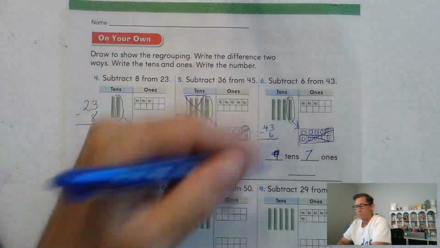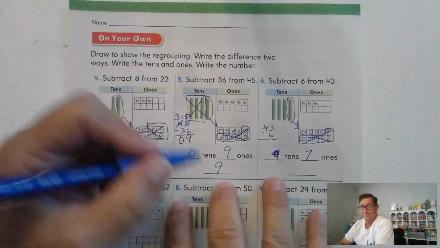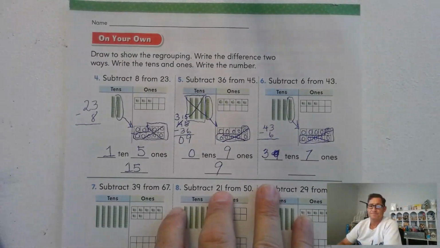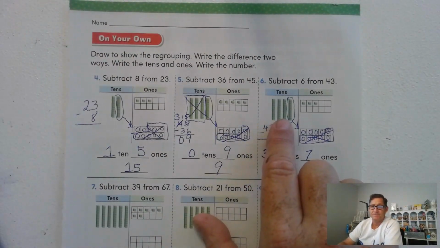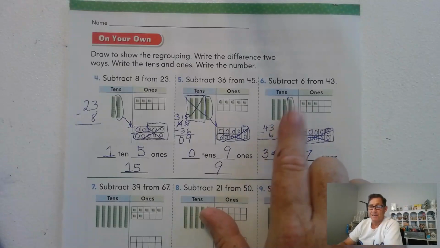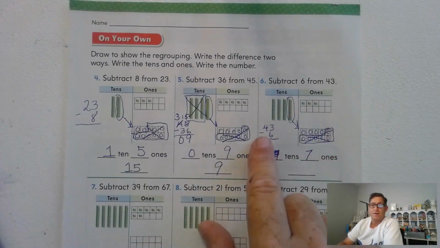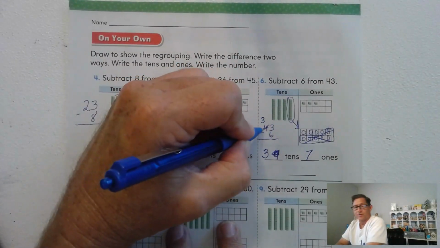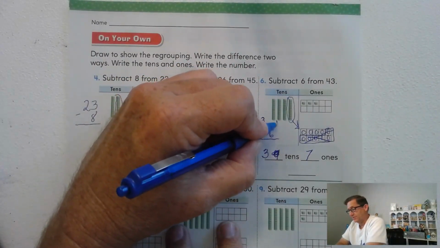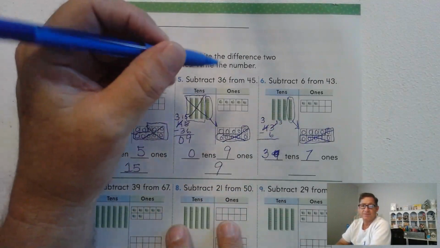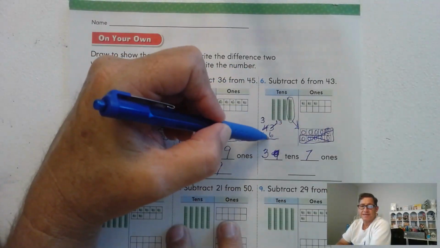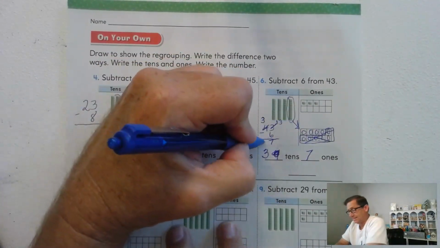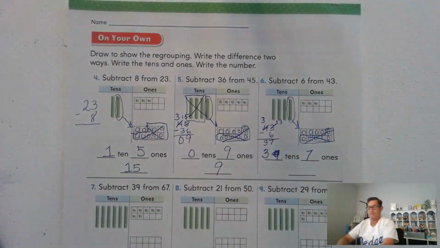I'm sorry, we had to regroup one of the tens, right? So we're left with 3 tens. Okay, 3 tens are left. This 10 has been regrouped as ones. Okay, so what did that look like? We needed to make the ones bigger, so we traded one of the tens for an extra 10 ones, and that gave us 13 ones. 13 take away 6 was 7 ones, and 3 take away 0 tens is 3. So 37.